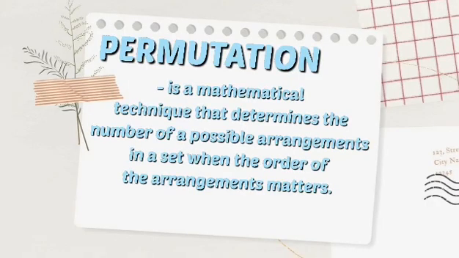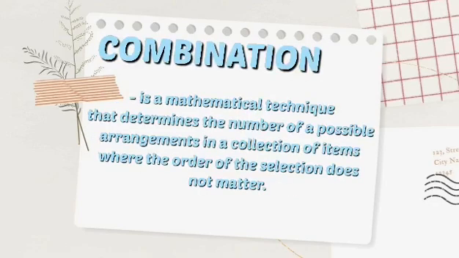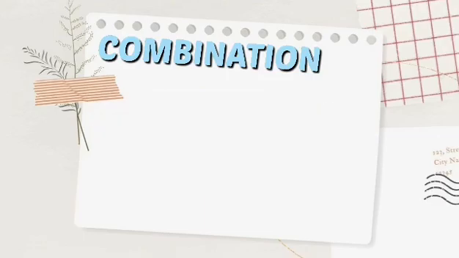A permutation is a mathematical technique that determines the number of possible arrangements in a set when the order of the arrangements matters. The combination is a mathematical technique that determines the number of possible arrangements in a collection of items where the order of the selection does not matter.